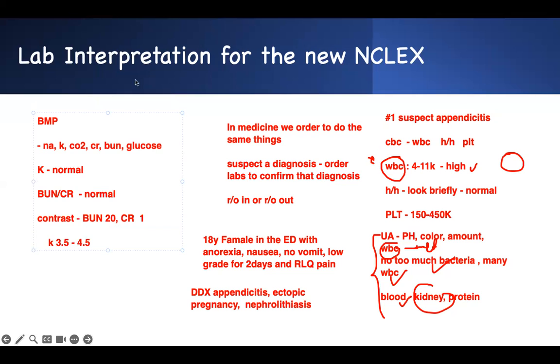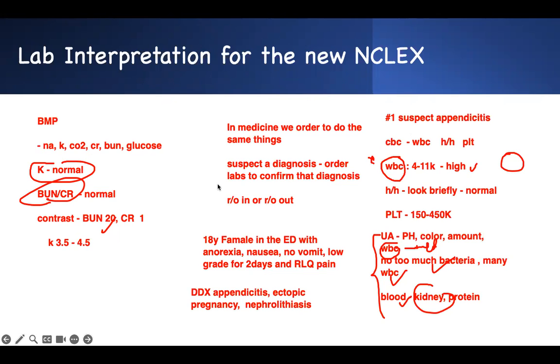Appendicitis, what am I looking for? Normal K, and make sure the BUN and creatinine are normal so that when I'm ordering a CT scan, I can make sure they don't have nephropathy. The same thing, because they're not eating, the creatinine is not that high.